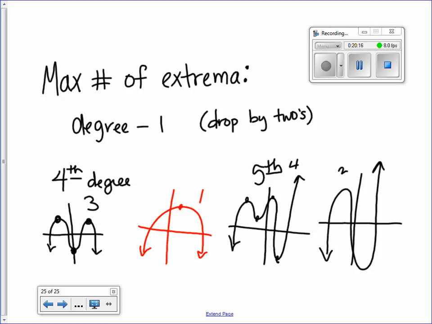But it can also have 0. It can have none, even as a 5th degree. There's no hill, there's no valley, there's no change of slope in that at all. That's constantly going up, not the same as the others, but it's constantly going up.